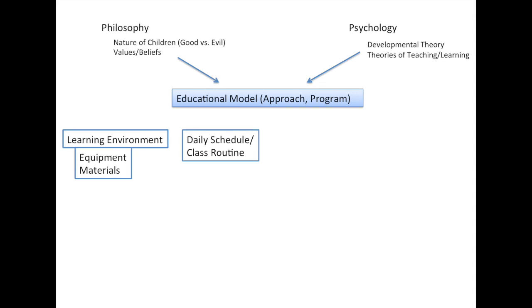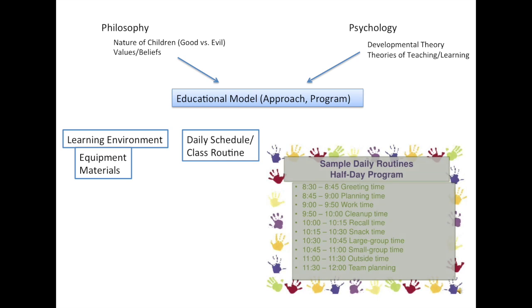Another important aspect that is found in an educational model is the clear establishment of the daily schedule or the class routine. And this is where you're going to find how much time is allocated for which kinds of activities. First, you're going to see what kinds of activities have been incorporated in the daily schedule. So what are children and teachers dedicating their time to? But then also you're going to see the range of time. So how much time is going to be dedicated to which types of activities?